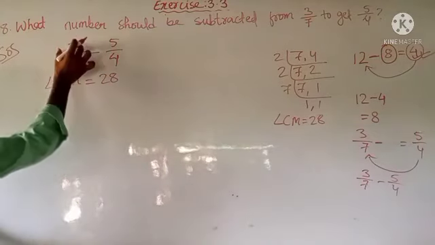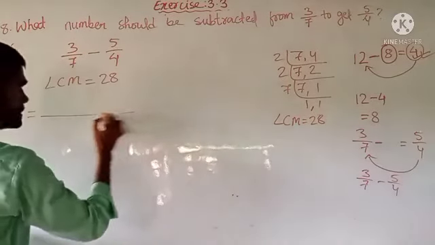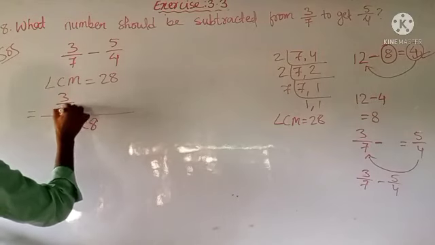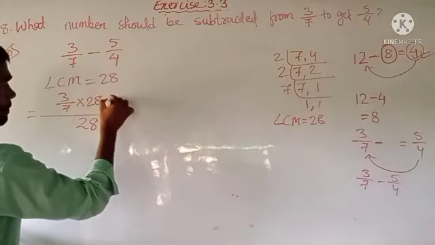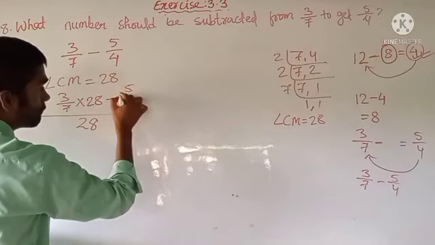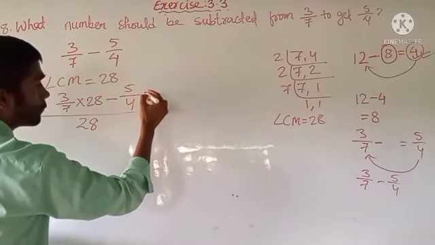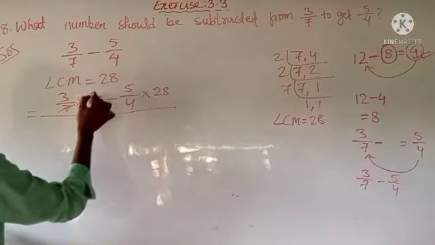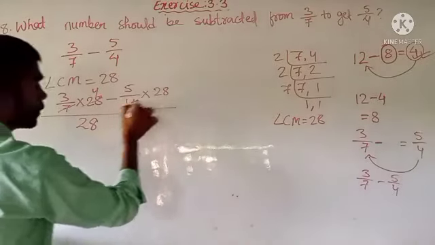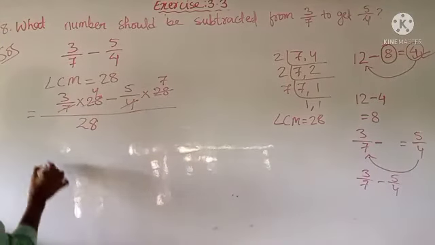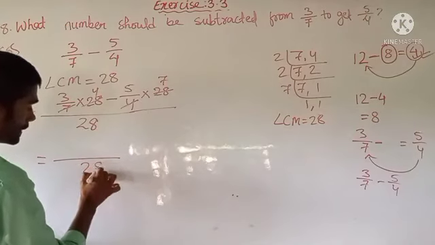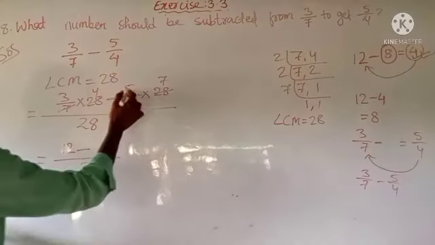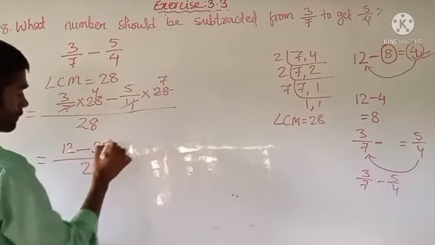Now we will multiply each fraction with this LCM. So LCM, that is 28, we will write in the denominator's place, and 3 by 7 into LCM, that is 28, minus 5 by 4 into LCM, that is 28. Now 7 and this 28 we can cancel. 7 4 times it is 28. 4 7 times it is 28. Now 28 here. 3 into 4 it is 12, minus 5 into 7 it is 35.